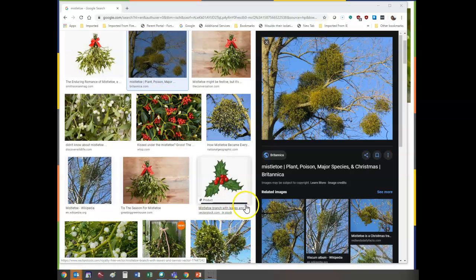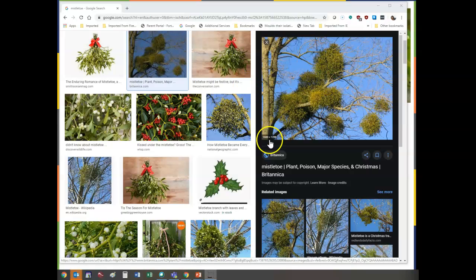This is a variant right here. This is holly. This is something else. But mistletoe right here is green, and that means it is photosynthetic. So typically it only taps into the xylem portion of the stem of the host plant right here. So it takes water and minerals from the host plant.